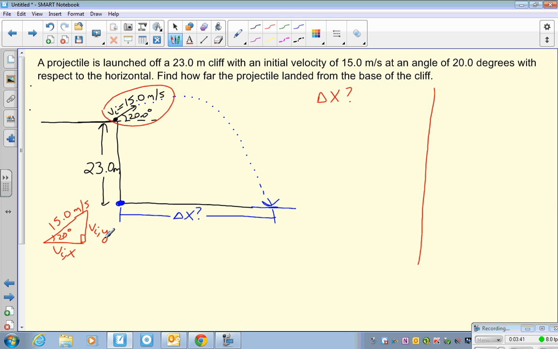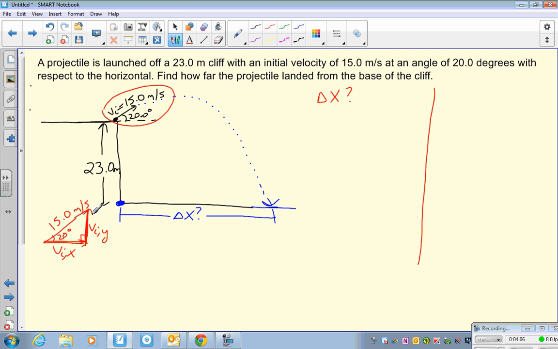Do not put any distances. So do not put the 23 on this vertical here. The reason why is because we're just using this triangle to find the components of velocity. So in other words, how fast is it moving forward and how fast is the object being projected up. We don't really care in this little miniature triangle about where the projectile is actually going.